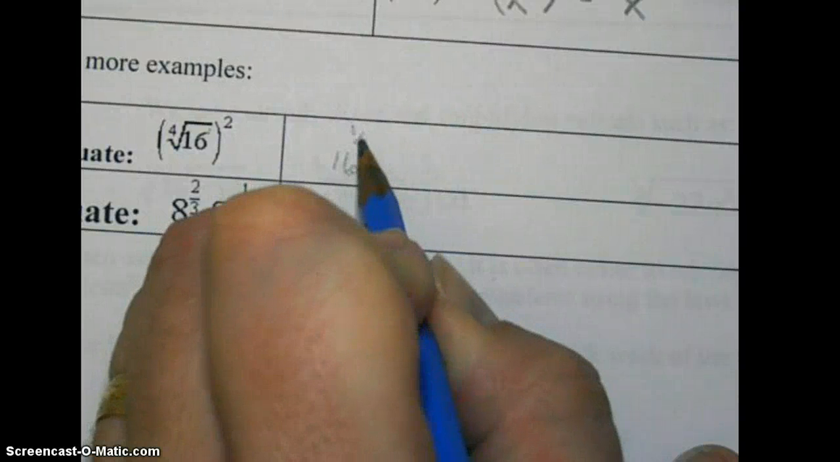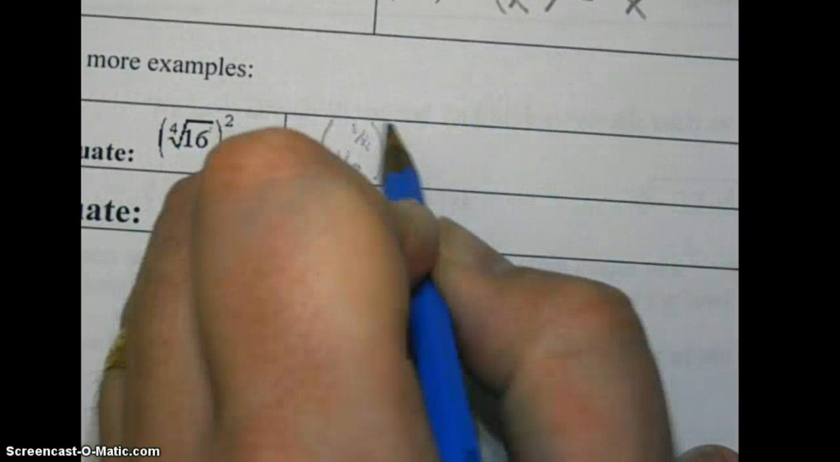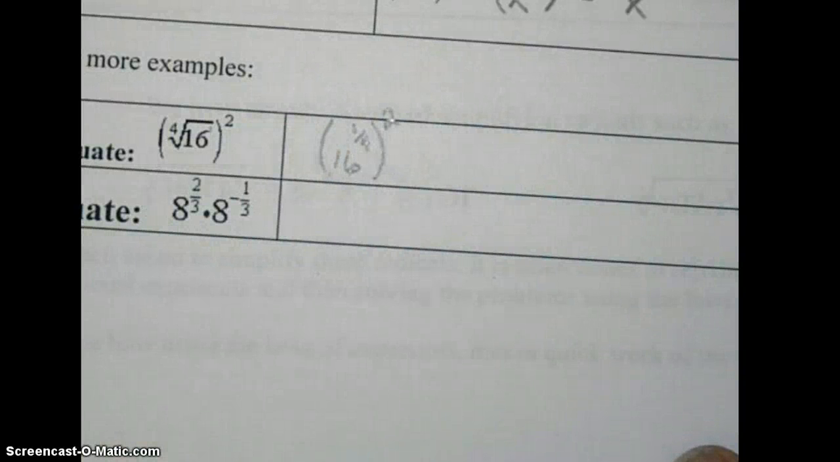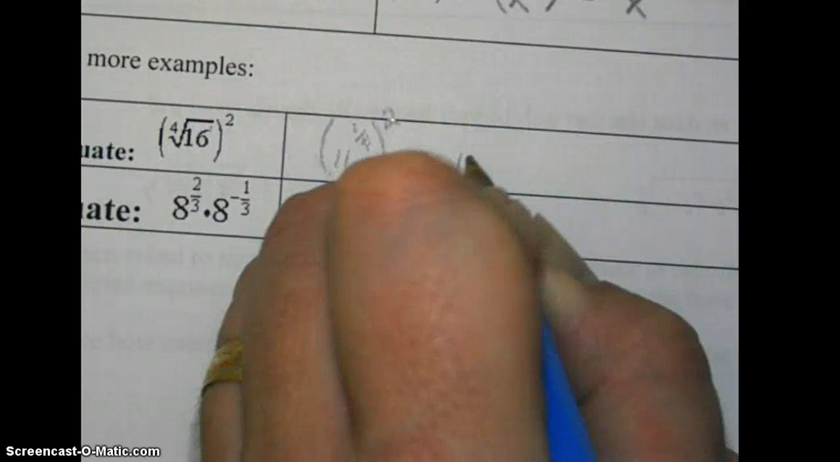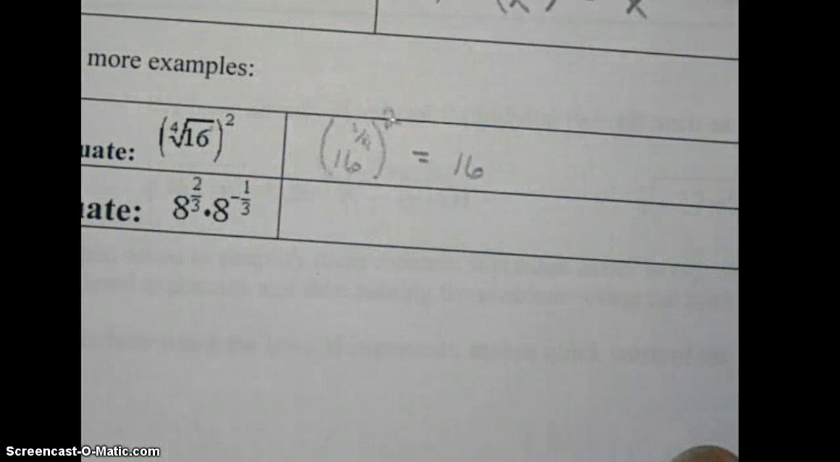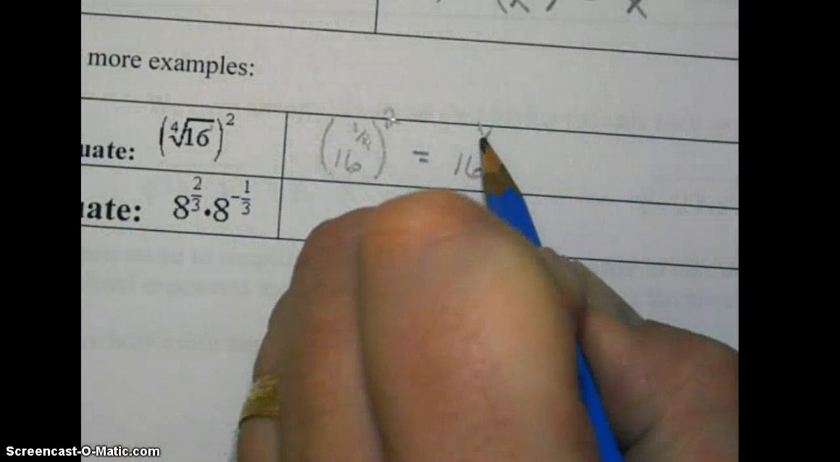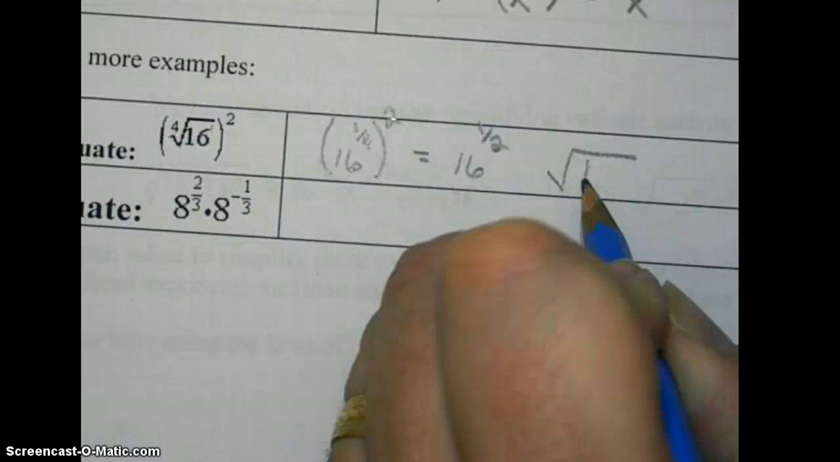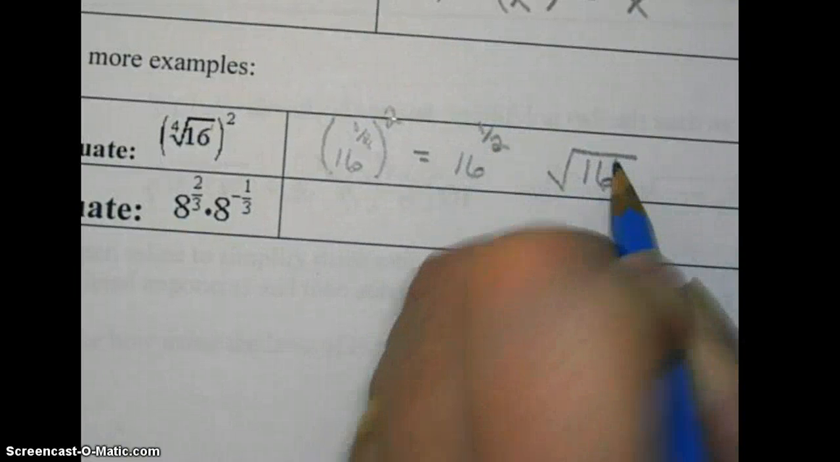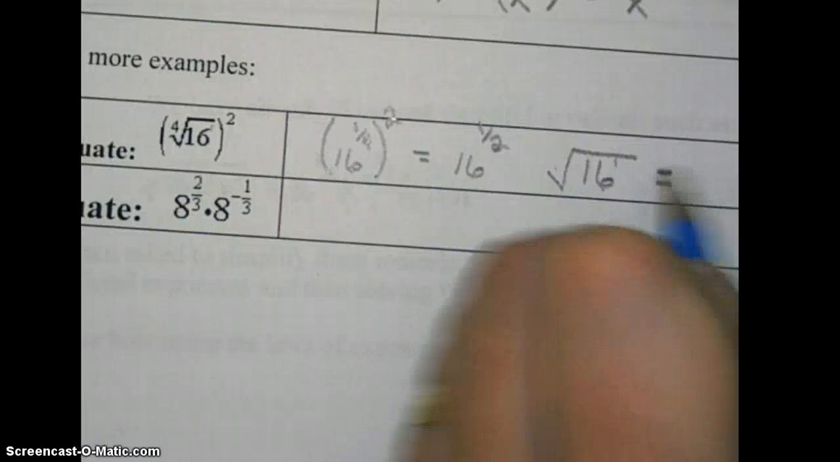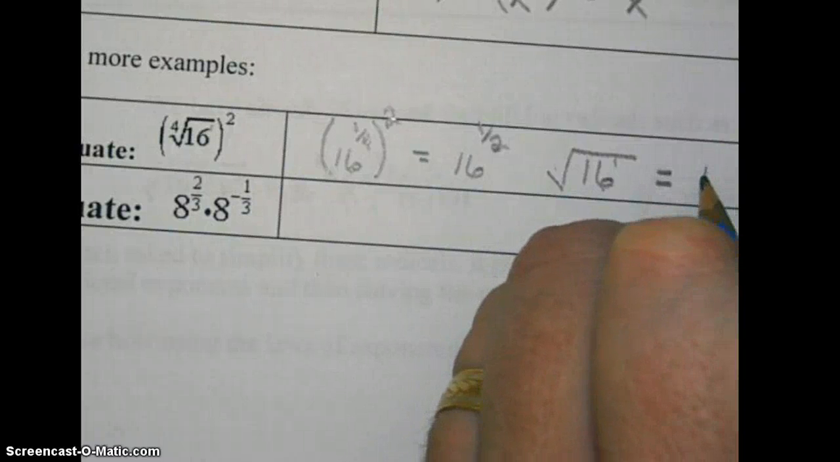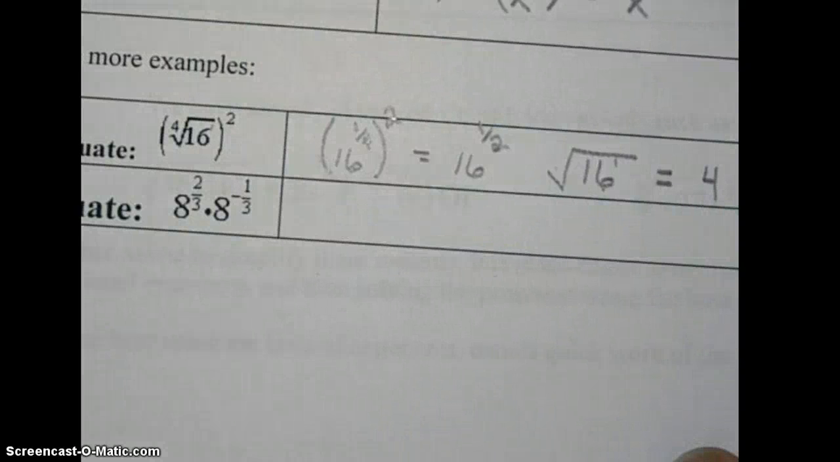So we have 16 raised to the 1st, so 1/4 raised to the 2nd power. So 16, 1/4 times 2 is 2/4. 2/4 reduces to 1/2. So that means we have the square root of 16. Remember, 1 is the exponent, 2 is the root. The square root of 16 is, we'll just go with the positive answer, positive 4.